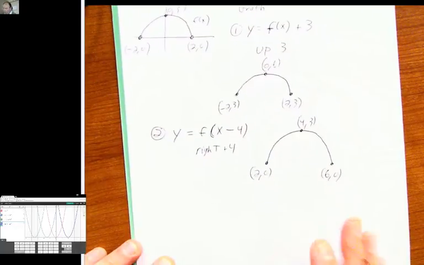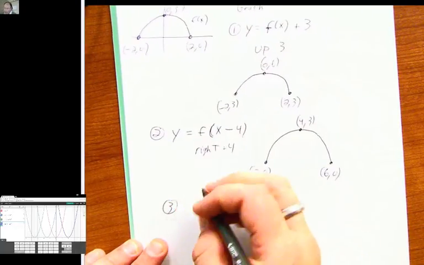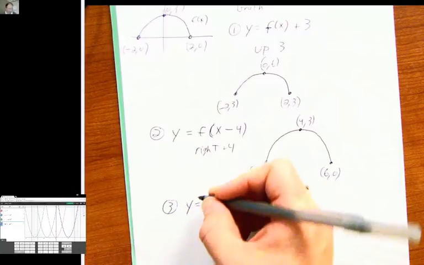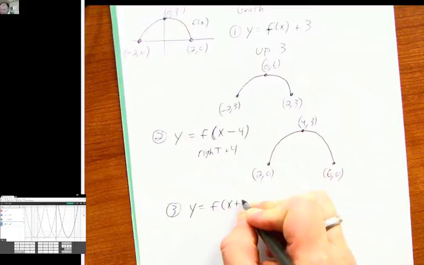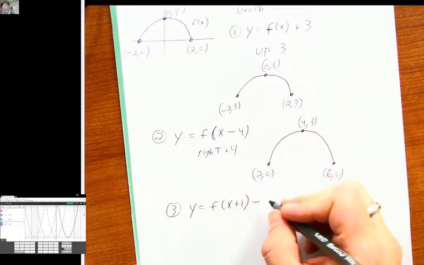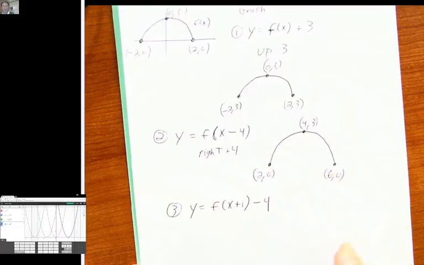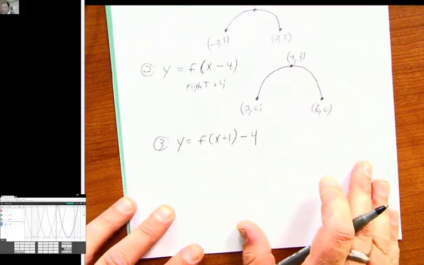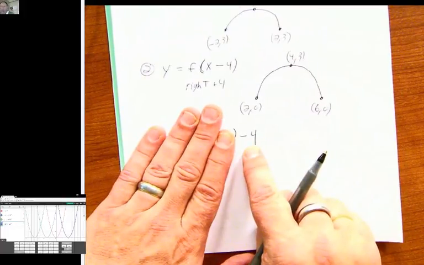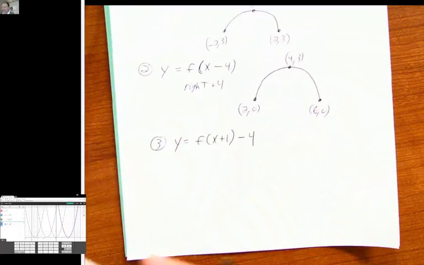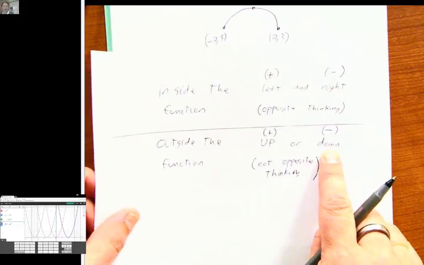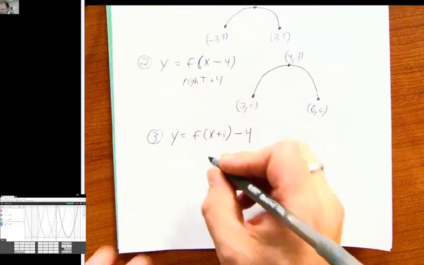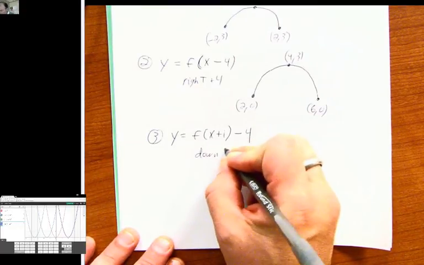An example 3 where you do both of these together. Let's say that you had to graph y equals f of x plus 1 minus 4. Well, outside the function is this minus 4. When you're outside the function, that's going to control up or down. And it is minus 4, so it's going to go down 4. We are not using opposite thinking, so down 4.